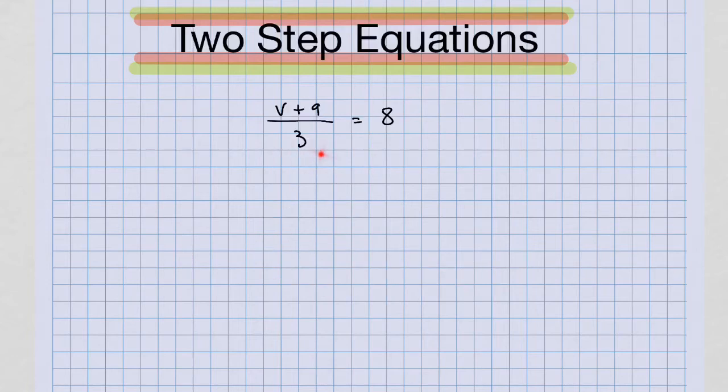Okay, (v plus 9) over 3 equals 8. We're going to move this 3. Here it's being divided, so you need to multiply both sides by 3. So now we have v plus 9 equals 8 times 3. That means v plus 9 equals 24. Now we need to subtract 9 from both sides. Here 9 is being added. To get v by itself, we need to subtract 9 from both sides. So we have v equals 24 minus 9, or we could say that v equals 15.